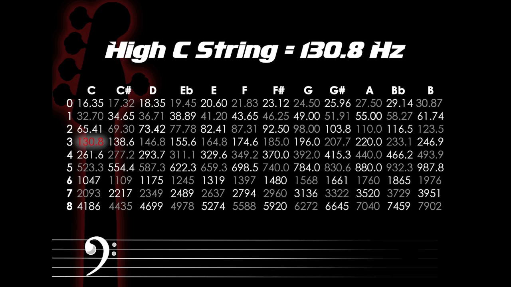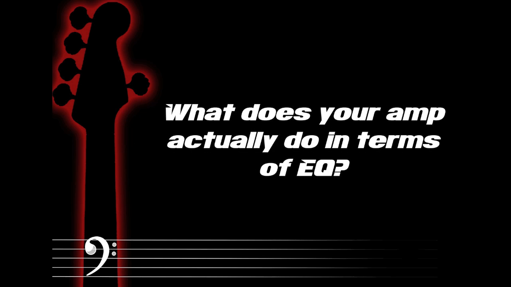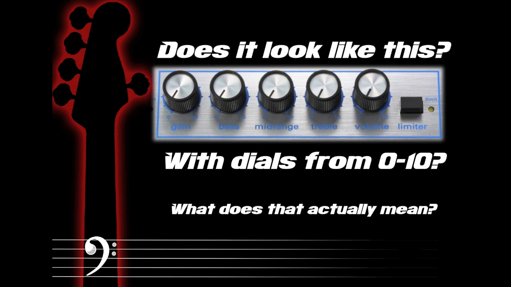So let's take this opportunity to talk about what your amplifier actually does in terms of EQ. For example, this is the preamp on my bass amp, an Ampeg SVT Micro. Looking at the dials that I have, they're pretty vague in terms of what they actually do. Marked out as bass, mid-range and treble, this doesn't give me a great indication of what frequencies are being changed or by how much. So it's time to get geeky.